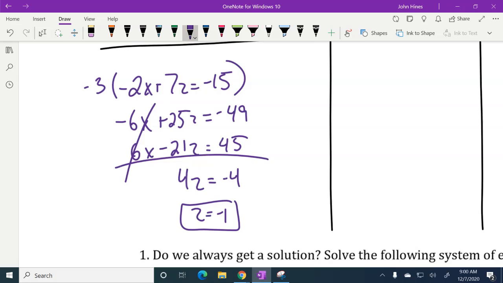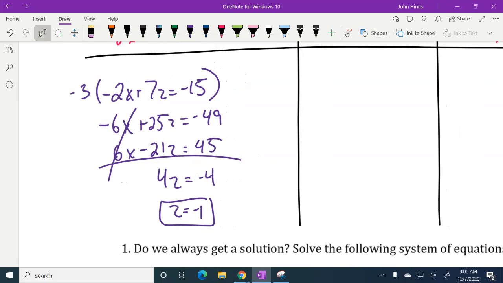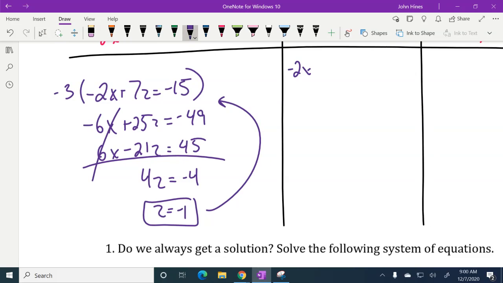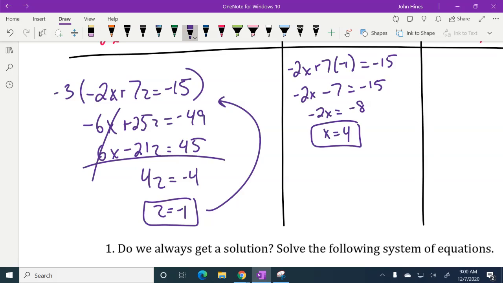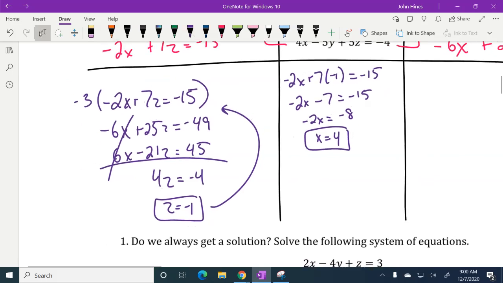Again, I'm still in 9th grade land. I don't get to zoom back out. I've got to plug him into one of these 2 here. Negative 2x plus 7 times negative 1 equals negative 15. So we plug it into one of our 2 variable equations and solve from there. Add the 7 and divide by negative 2. So the purple here is a 9th grade algebra problem, even 8th grade problem. Do elimination, get one of the variables, plug it in to get the other.